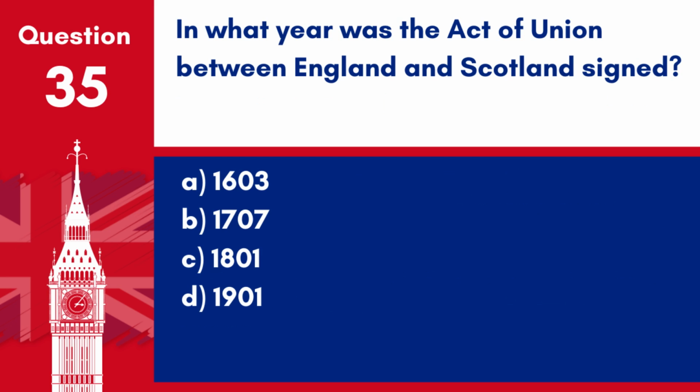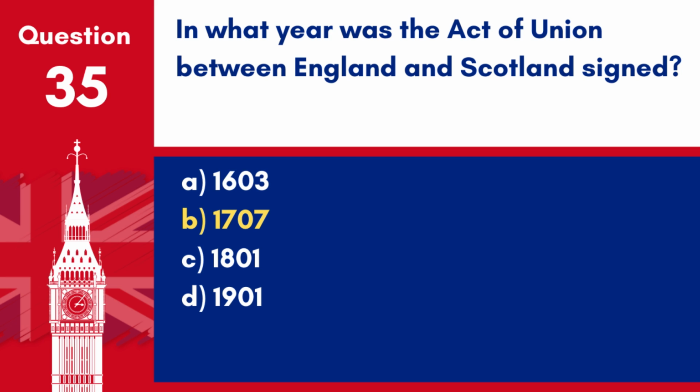Question 35. In what year was the Act of Union between England and Scotland signed? A. 1603. B. 1707. C. 1801. D. 1901.